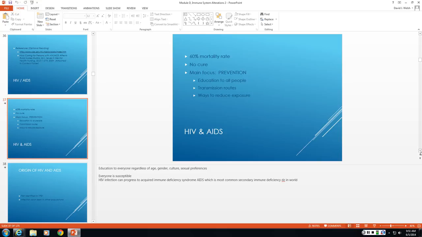HIV is an infection that can progress to the acquired immune deficiency syndrome, or AIDS, which is the most common secondary immune deficiency disease in the world. When we're educating people, we not only have to educate them on the disease, but on the transmission routes and the ways to reduce exposure to it.